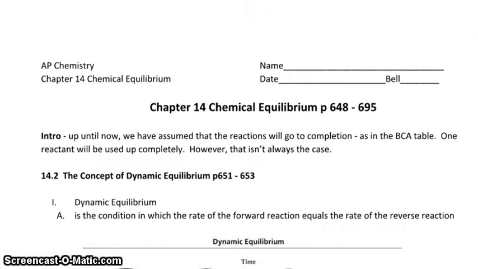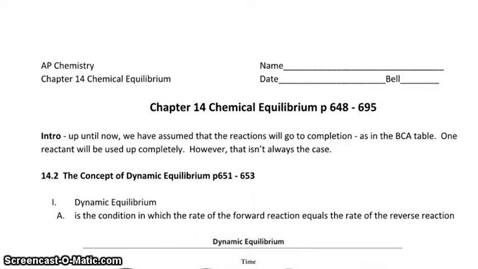It says, intro: up until now, we've assumed that the reactions will go to completion, as in the BCA table. Remember doing those? B stands for before, C was change, A was after. One of the reactants will be used up completely. We called it the limiting reactant. However, we're going to find out this won't always be the case. One of the reactants in a chemical equilibrium will actually still exist in the container.